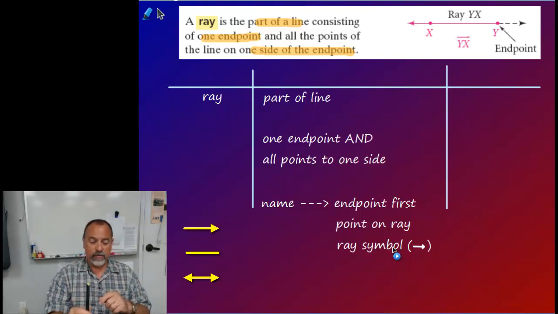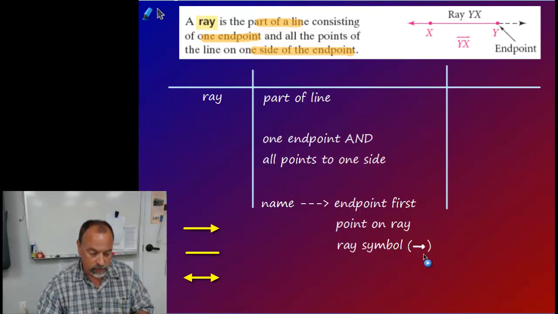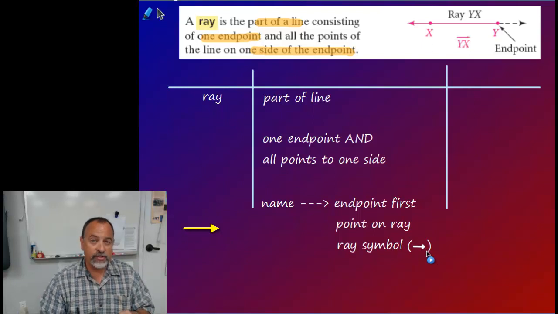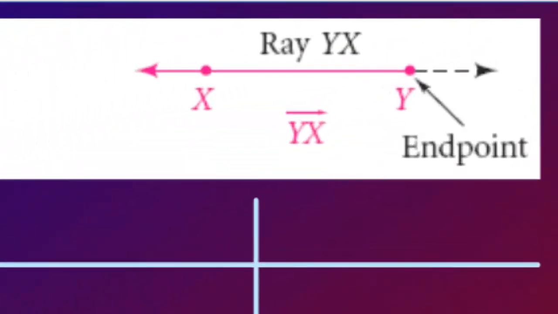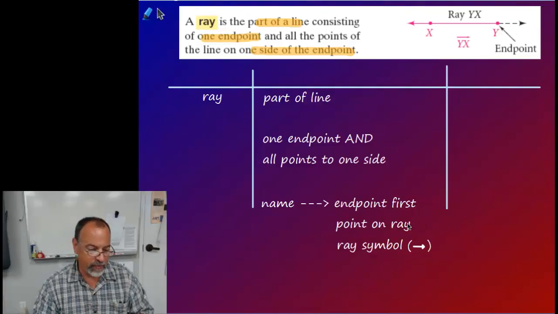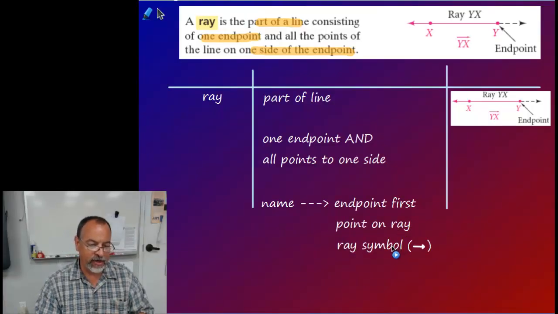Now this is another very important point. The ray symbol, look right here, always points to the right. It doesn't matter which direction the ray is pointing. The ray symbol that I use over the two letters always points to the right. Look up here at the example. Notice that the ray itself, YX, goes to the left. But when I name it using the endpoint first, the symbol points to the right because the ray symbol always points to the right. Okay, so remember those three things when you're naming.